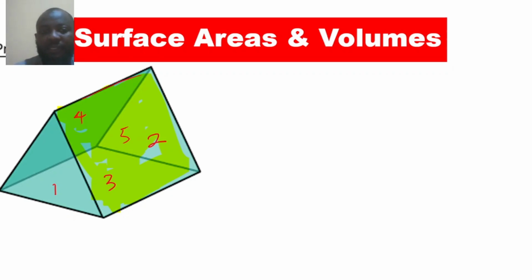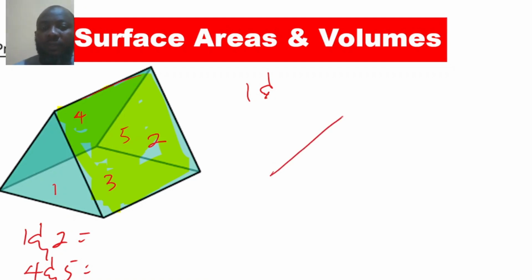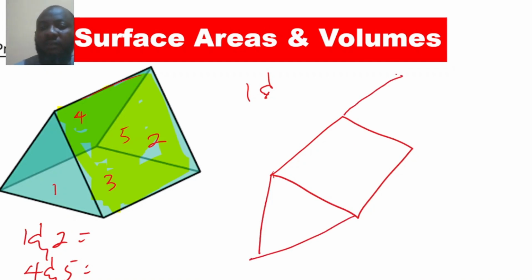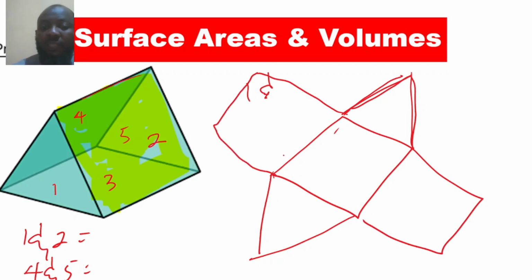Now the issue is that 1 and 2 are the same. Then 4 and 5 are also the same. So if I want to open it, this is what I'm going to have, something like this. Then I have a rectangle here, another rectangle here, a triangle here, then a rectangle here, and another rectangle here. So this is 1, this is 2, this is 3, this is 4, and this is 5.